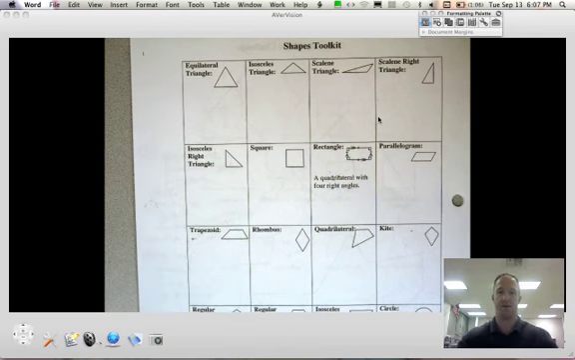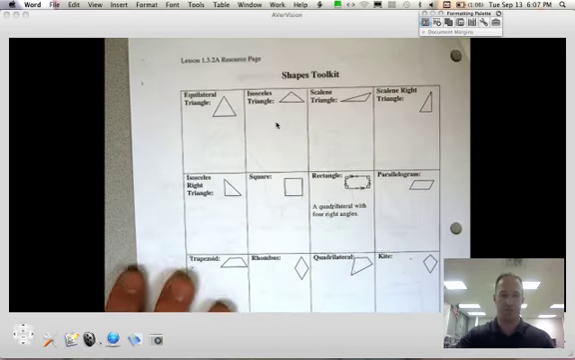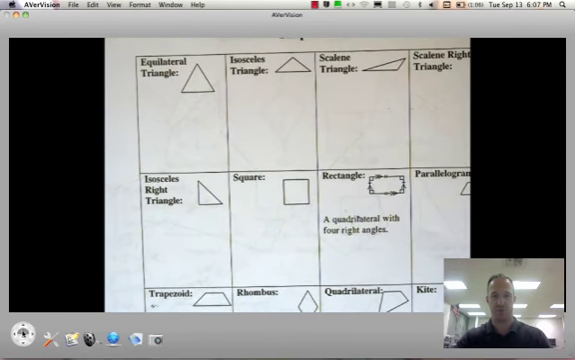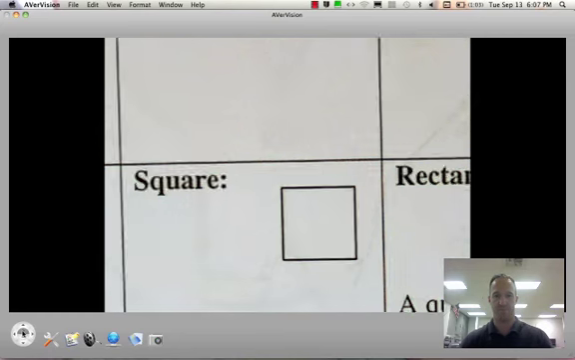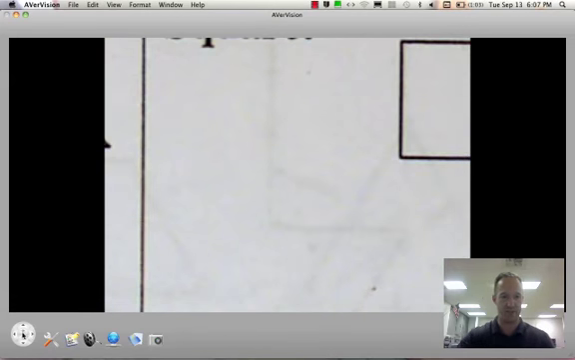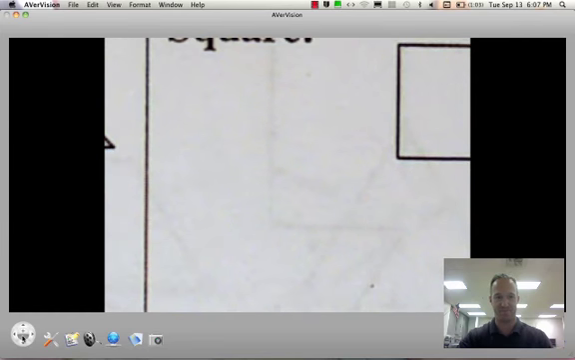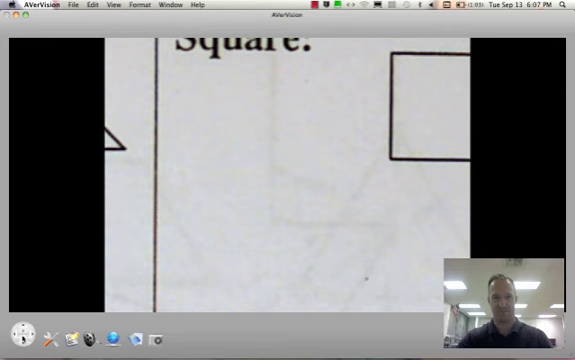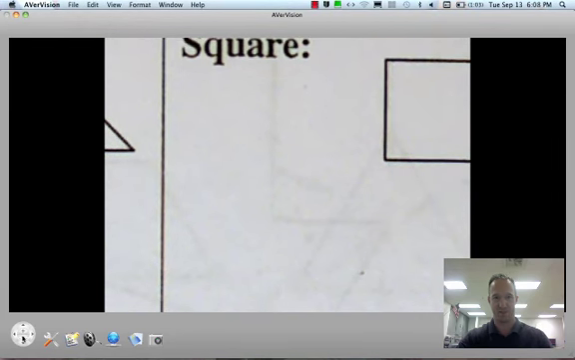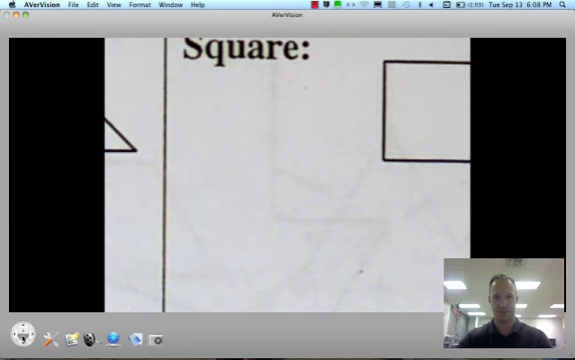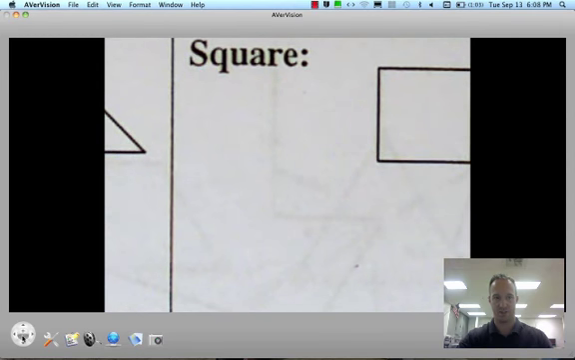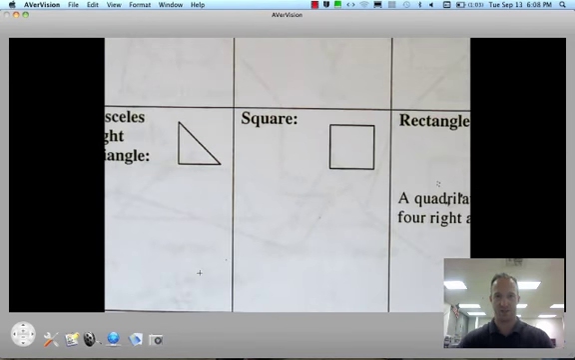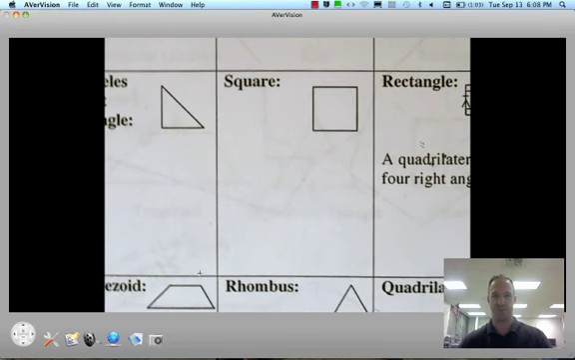Okay, we're going to concentrate on one of these shapes in the shape toolkit in this video today, and that shape is the square. So I'm going to zoom in here a little bit on the square. Whoa, that's way too much. Sorry about that. That'll be sufficient. Okay, that'll be good.